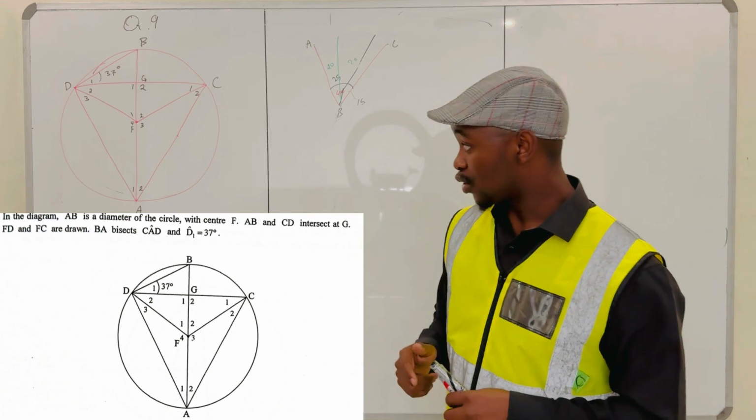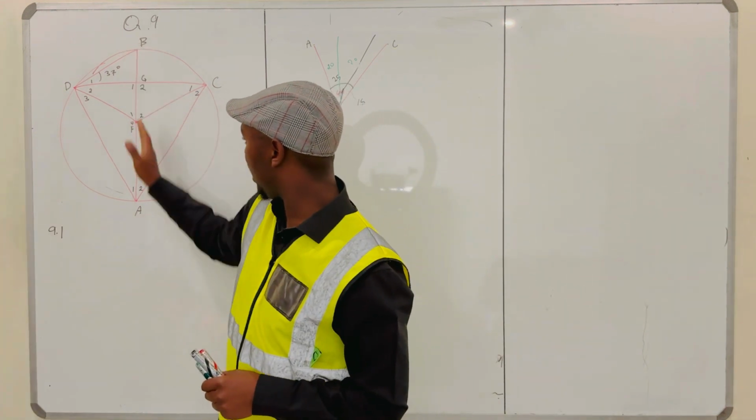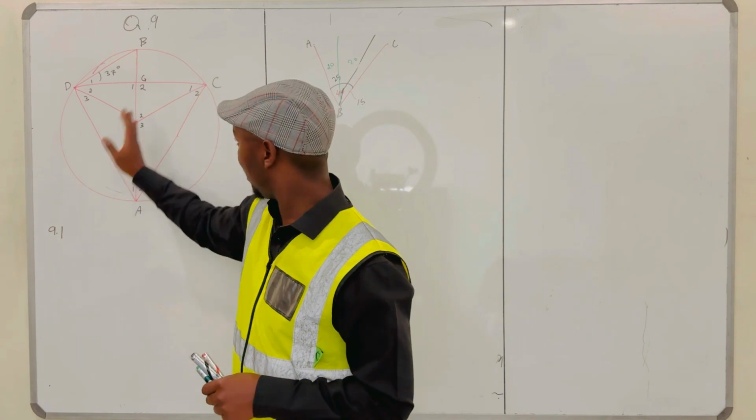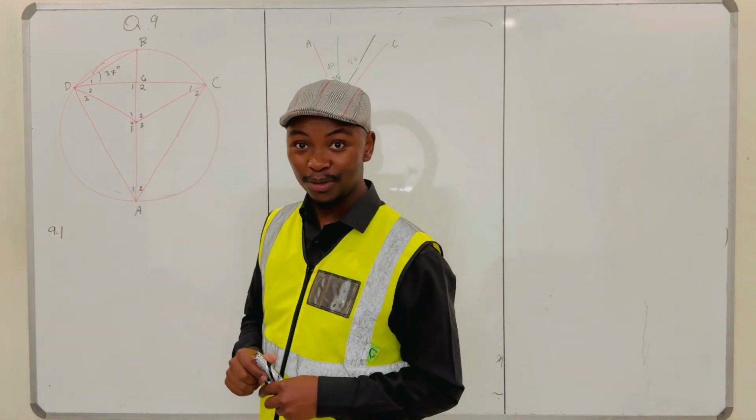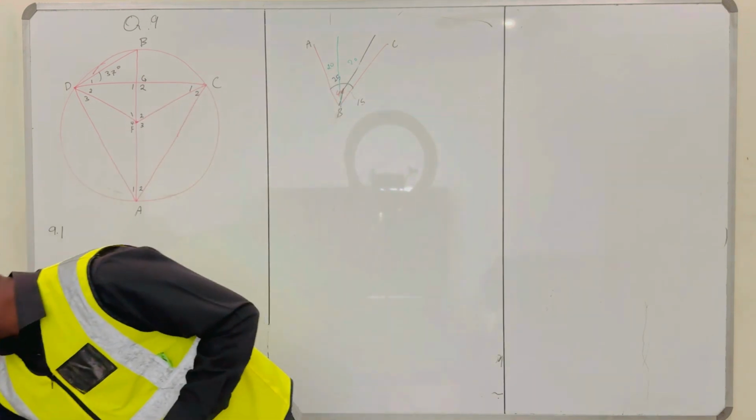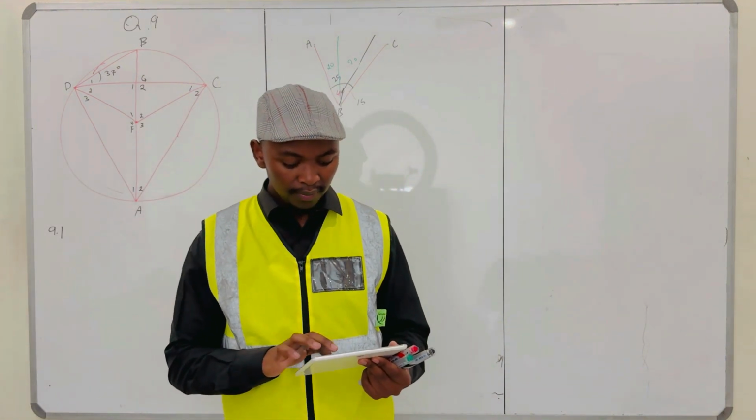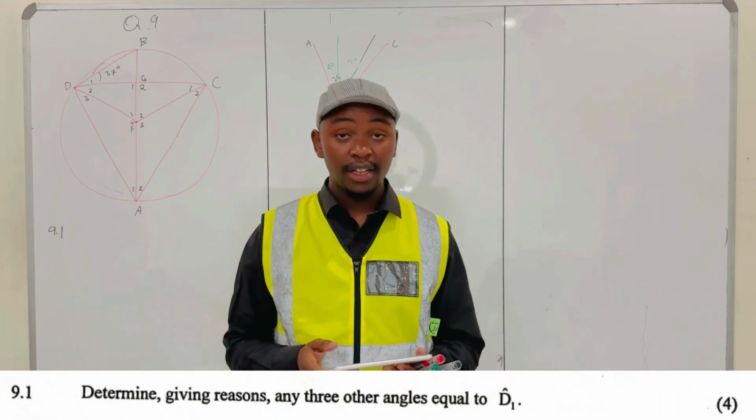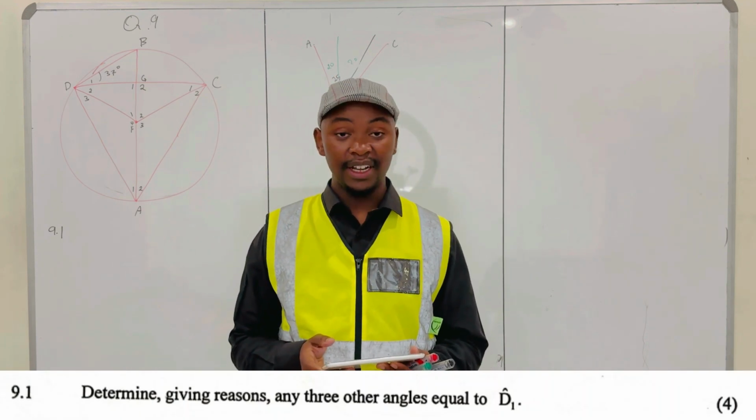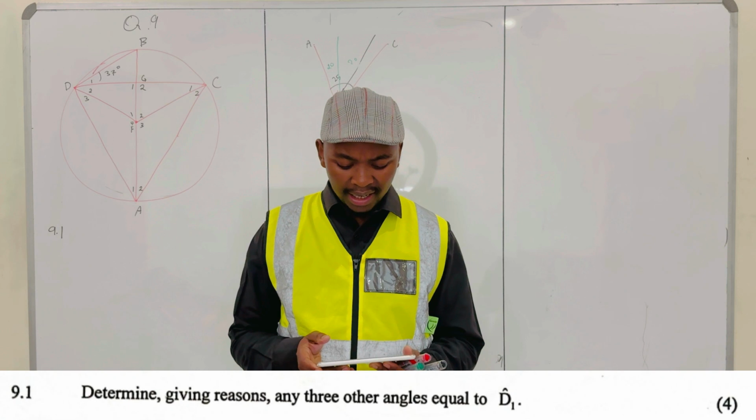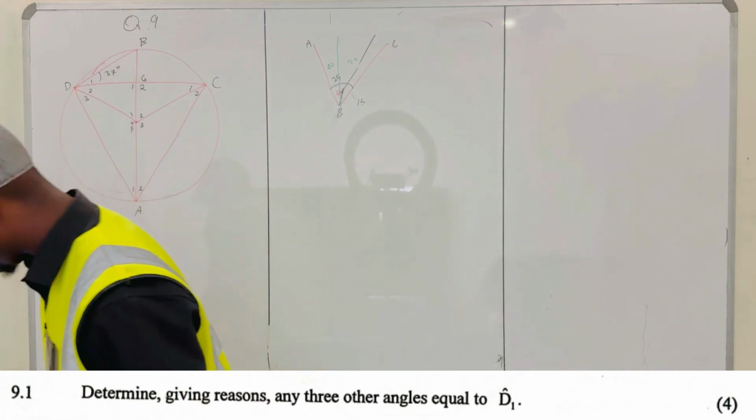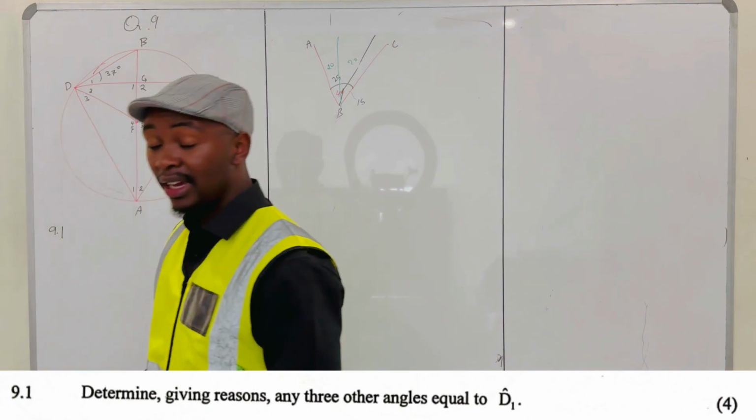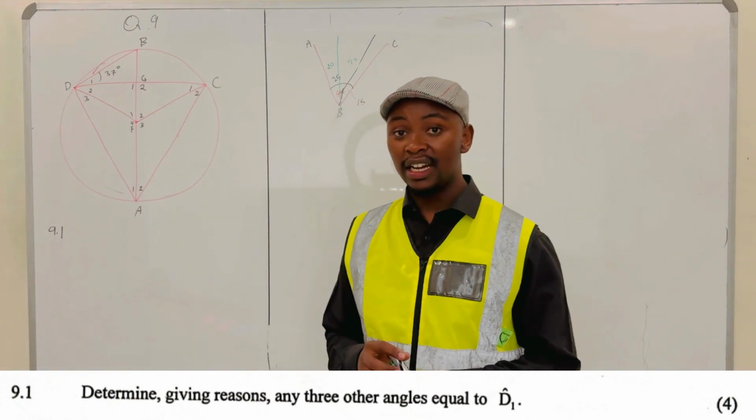All right, let's go with the question. When we say BA bisects angle CAD, it mainly means that A1 is equal to A2. Now let's go to the first question. The first question is saying determine, giving reasons, any three other angles that are equal to angle D1.